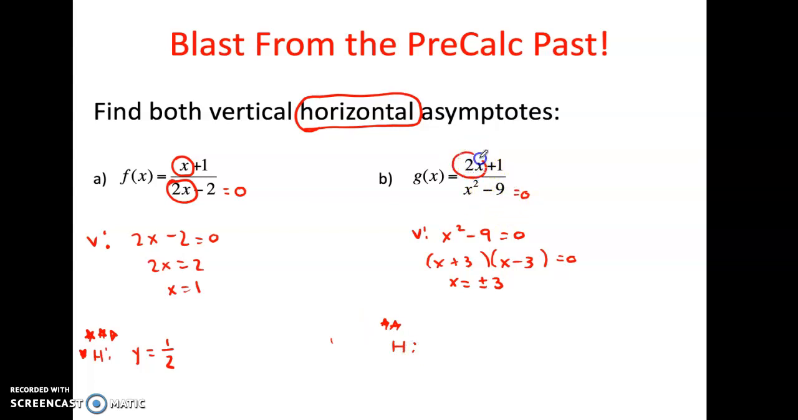Identify the leading term, 2x and x squared. This exponent is to the first and this is to the second. So the numerator is less than the denominator. When that's the case, then the horizontal asymptote will equal 0. And then just as a quick review, the third scenario, which we will see: if the numerator is higher than the denominator, then it's none. It doesn't exist for a horizontal.